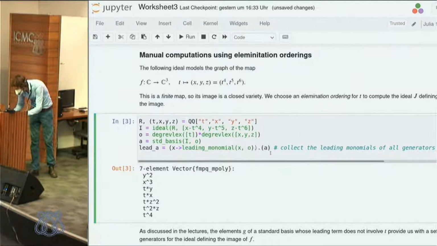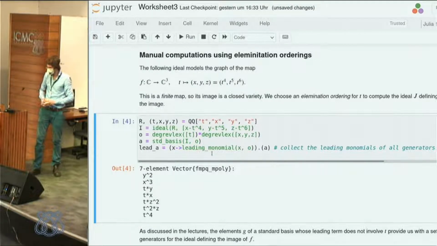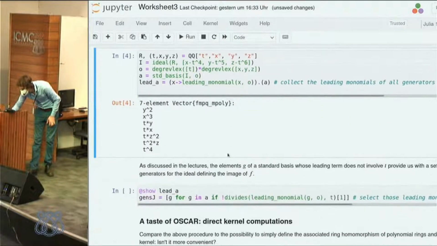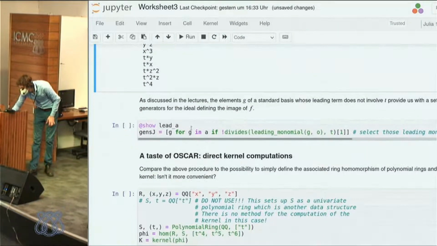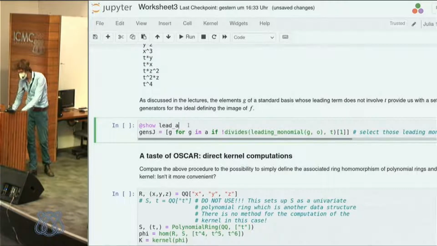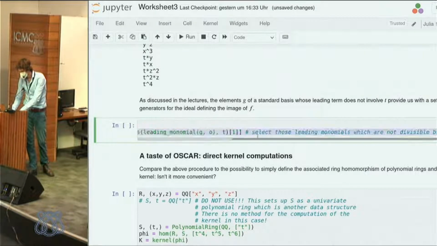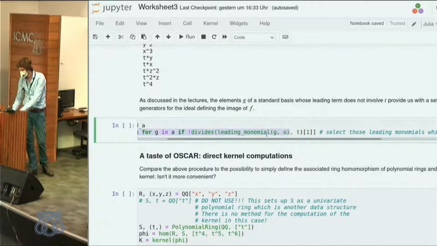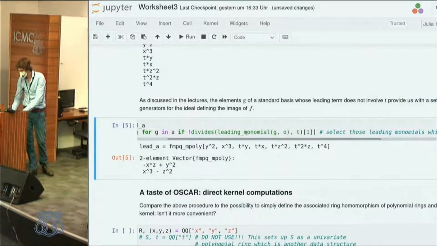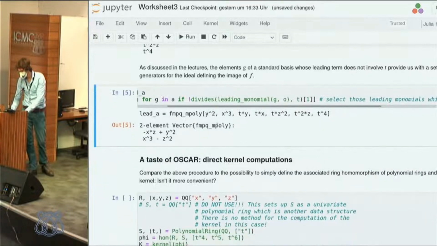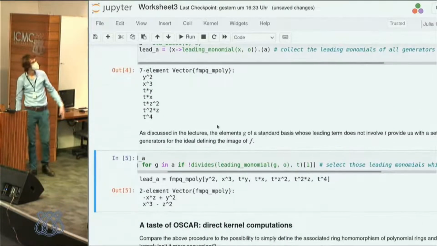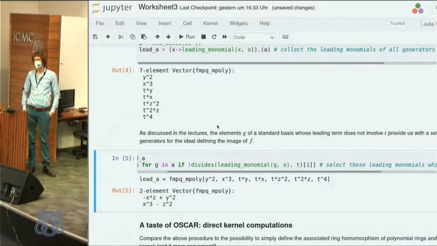Well, that was not expected. No, that was expected. Sorry, I got a little bit confused. Here is what happens. We need to take only those terms where the leading monomial is not divisible by t. And then it's not really a surprise. It just does an automatic cleaning up of this set of 7 generators that we had before.